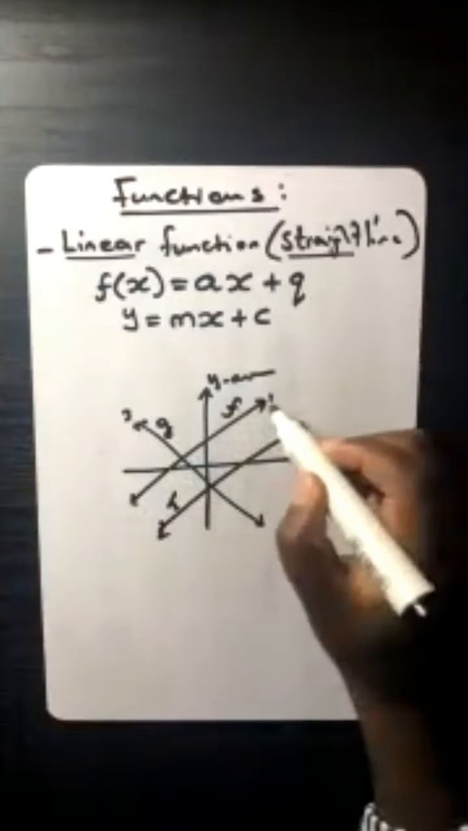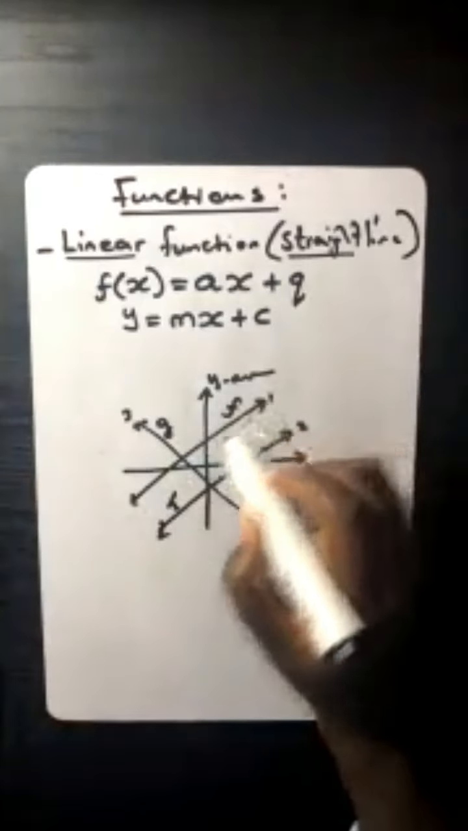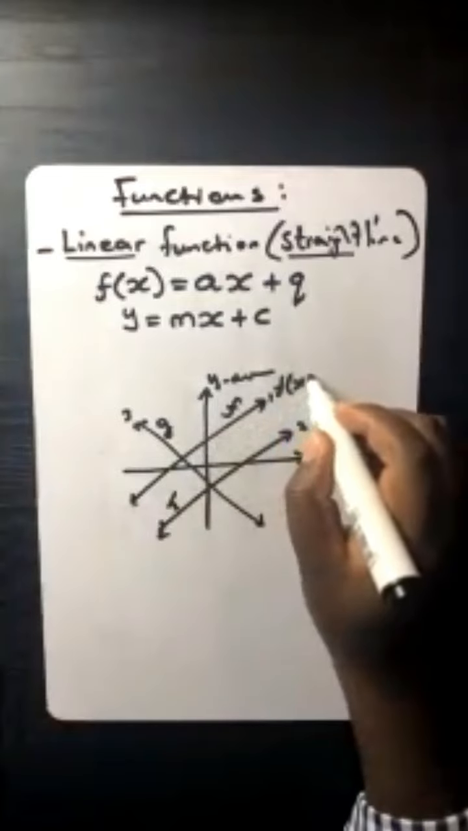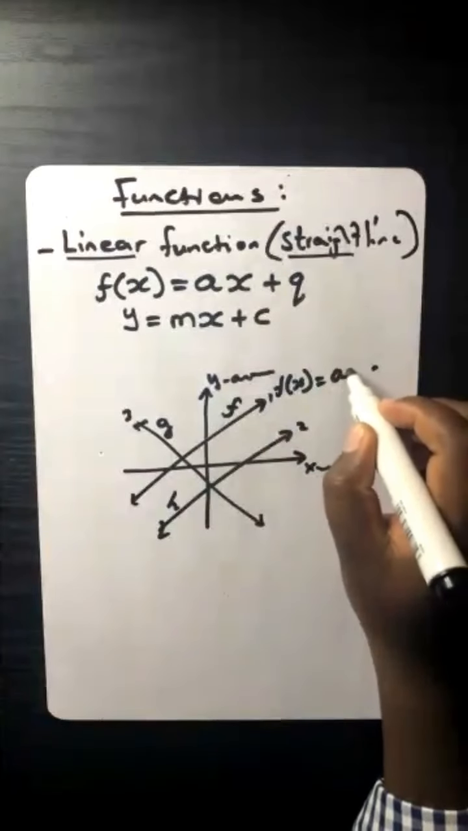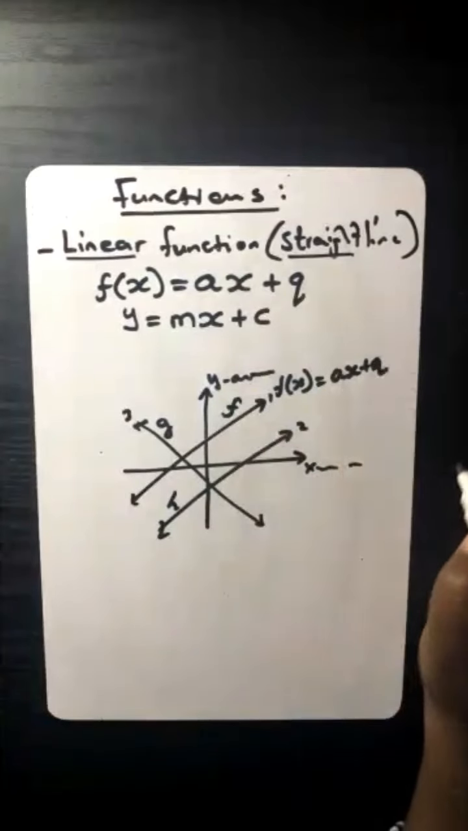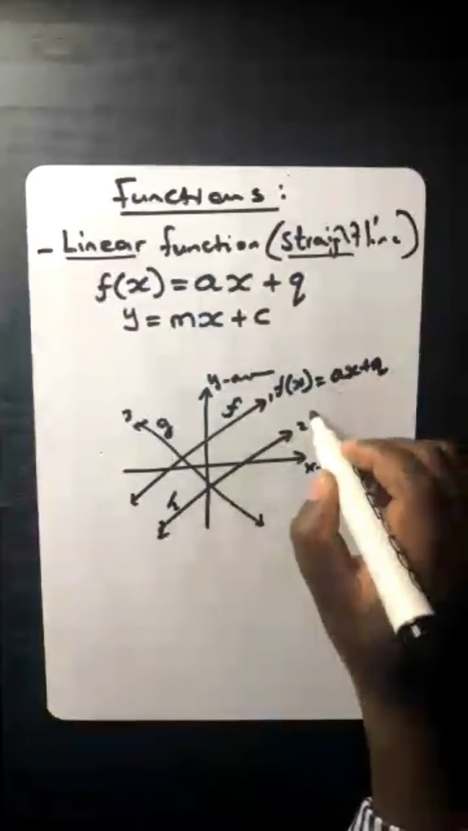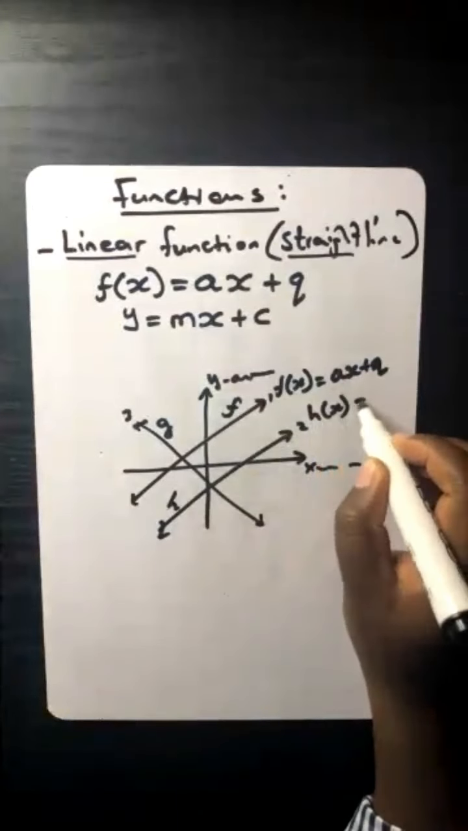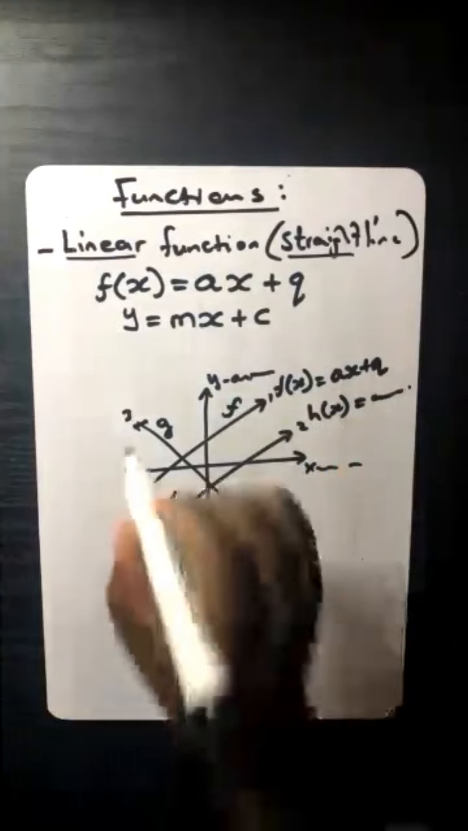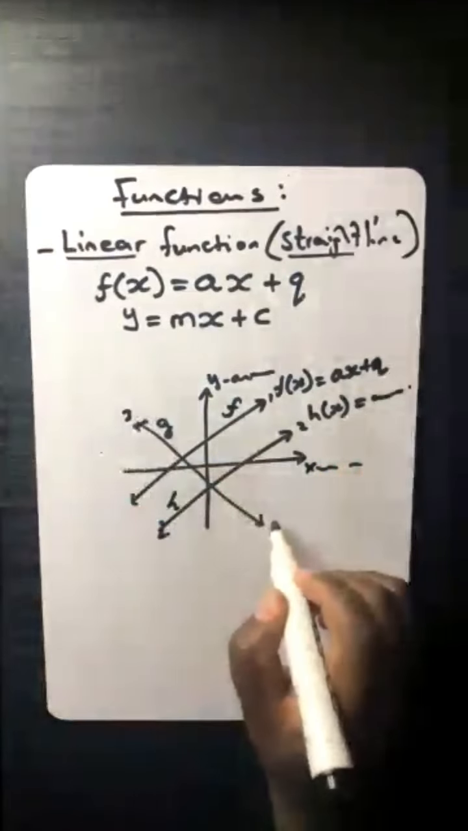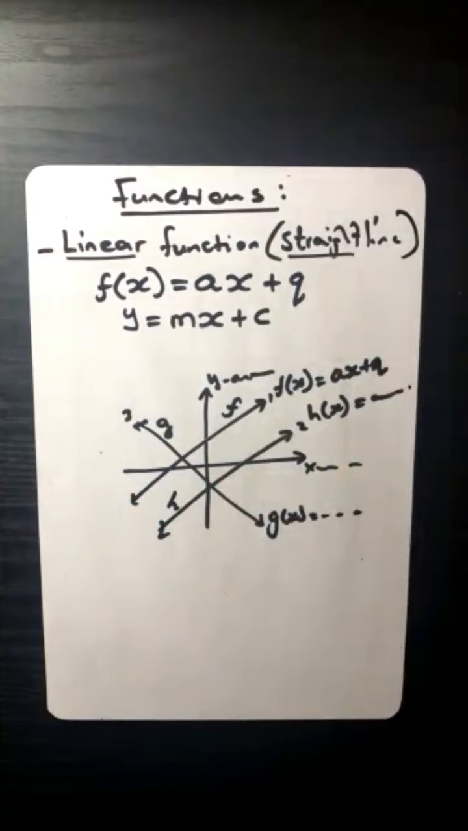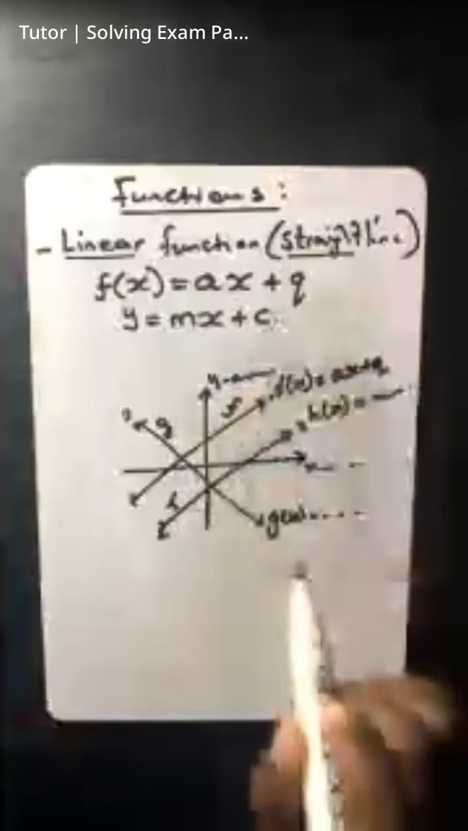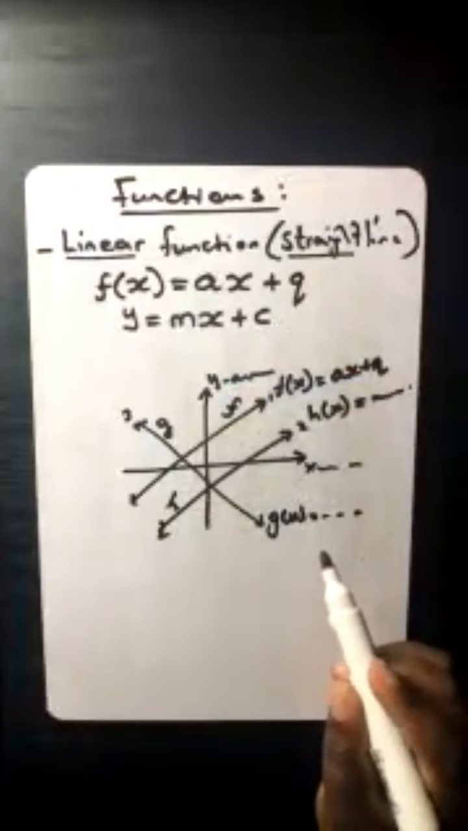That is why we are going to say this line is f of x, which equals whatever, in the form ax plus q, but in a form of numbers. When we want to talk about that one, we are going to say this is h of x, which equals ax plus q or c. When we want to talk about that one, we're going to say this is the graph of g of x, it equals whatever. So guys, y equals mx plus c is just a general form of a straight line.